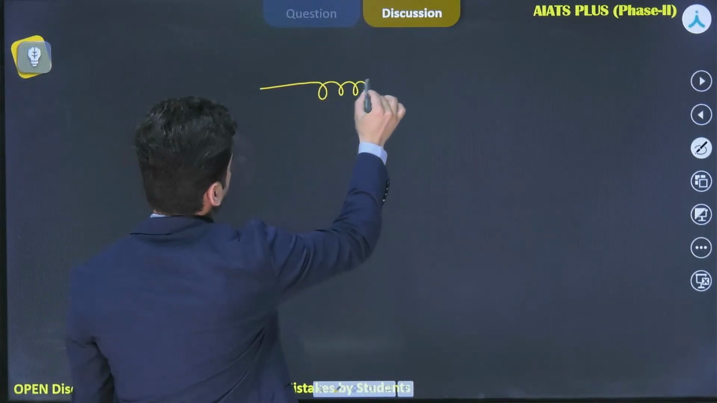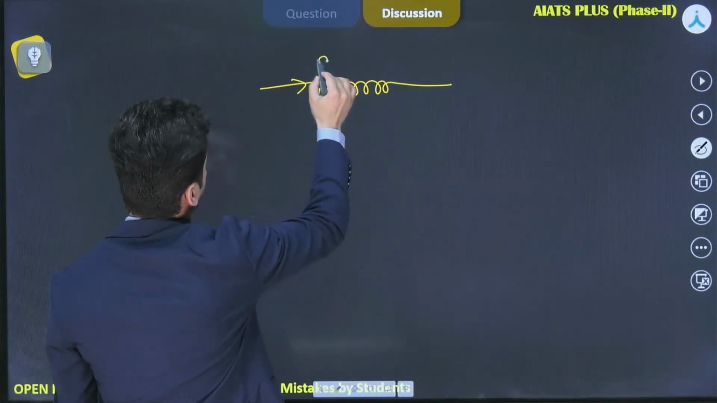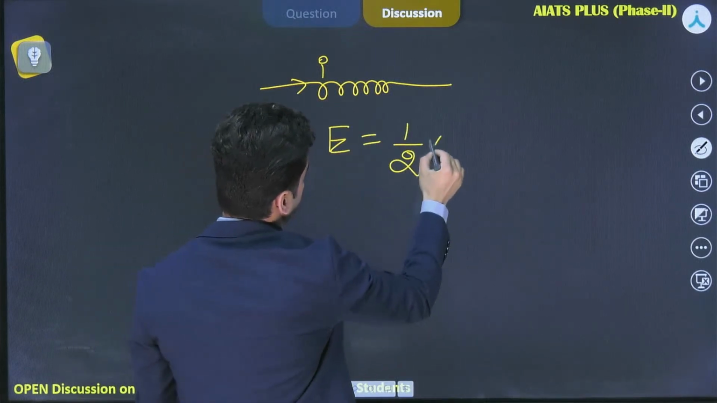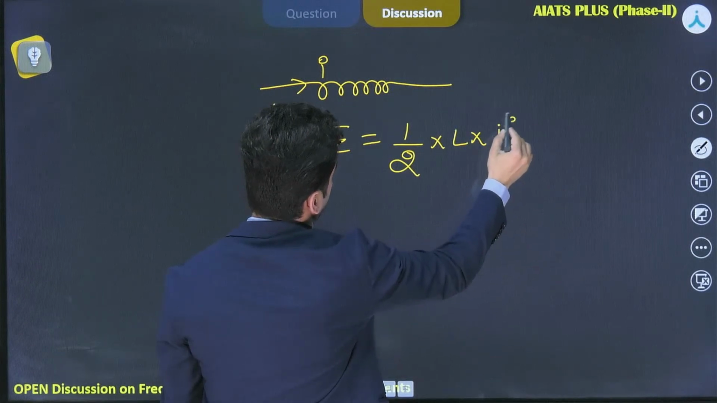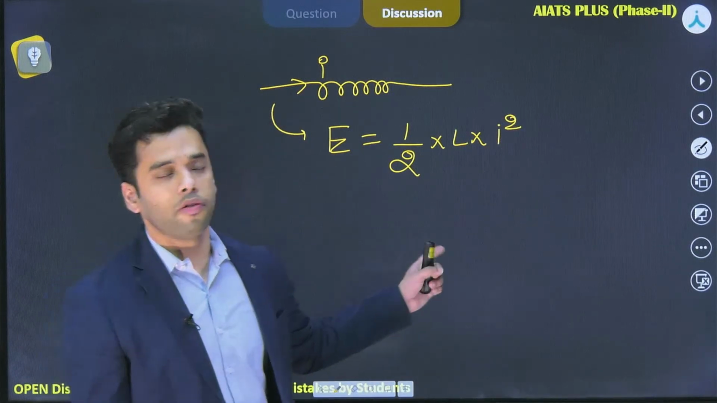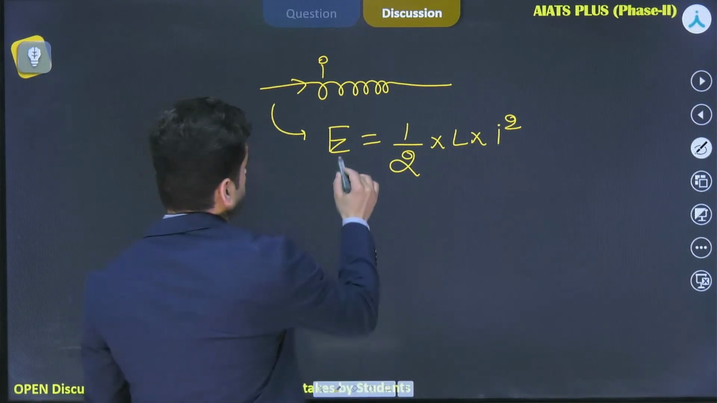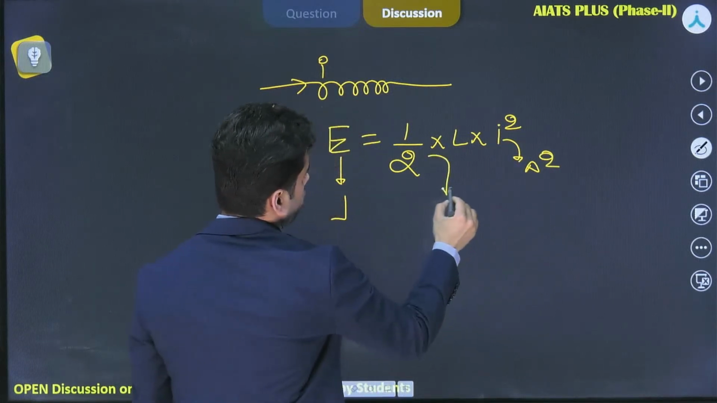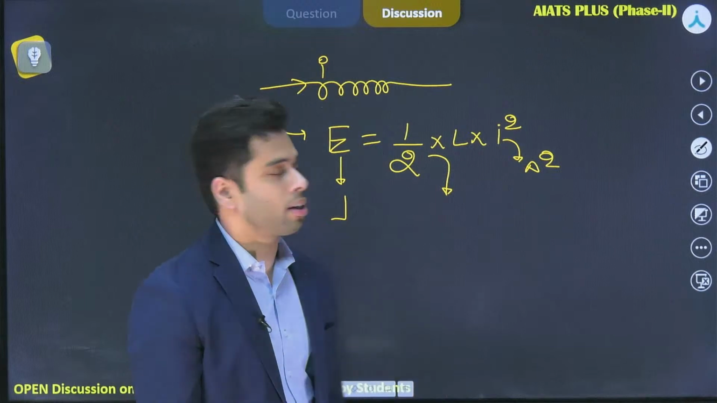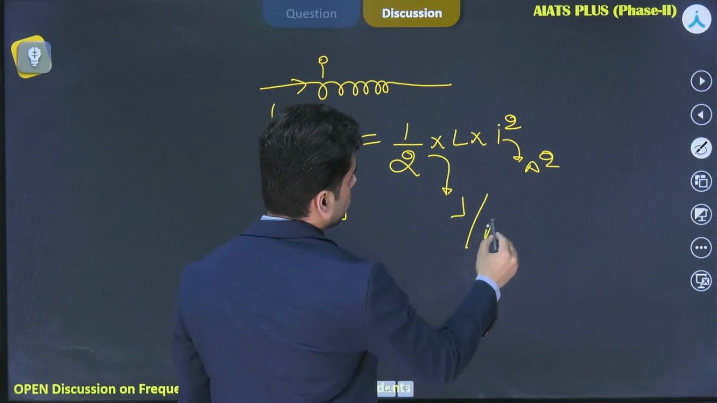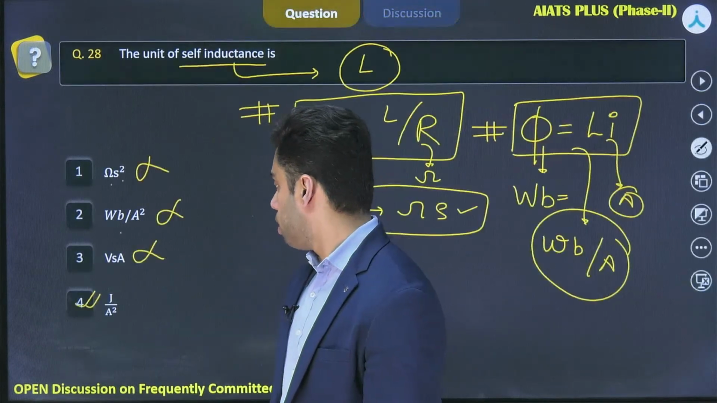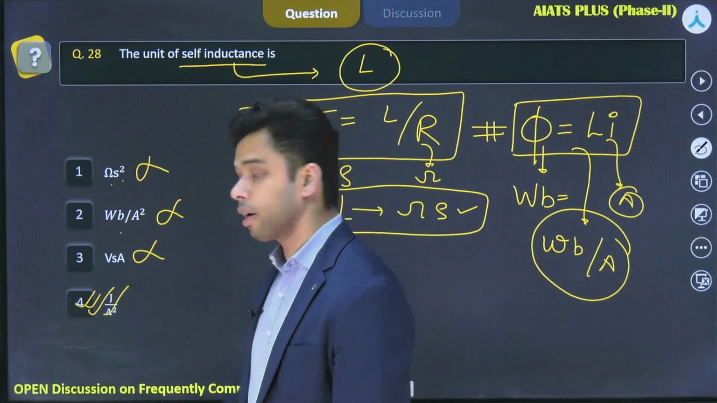So dear students, if you have an inductor and if current I flows through the inductor, we know that energy stored, if it is a part of a circuit, is given as half into L into I square, half Li square. This is also a very famous formula, half Li square. So this will have a unit of joule and this will have a unit of ampere square. So from here, one more unit of self-inductance is joule per ampere square. Let us get through the options. Yes, joule per ampere square is given to you. That means option 4 is the correct answer to this problem.